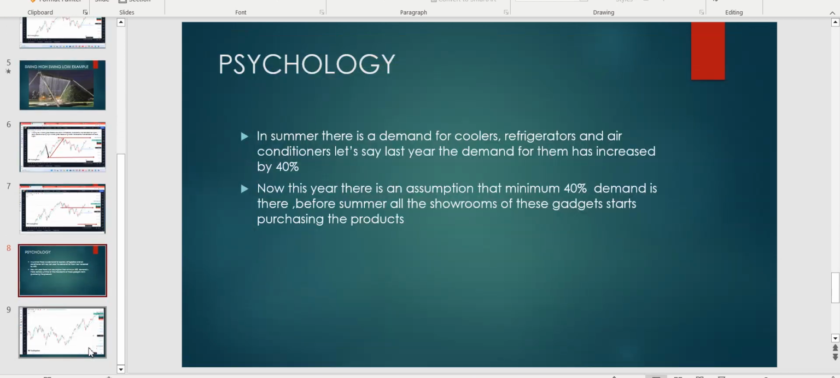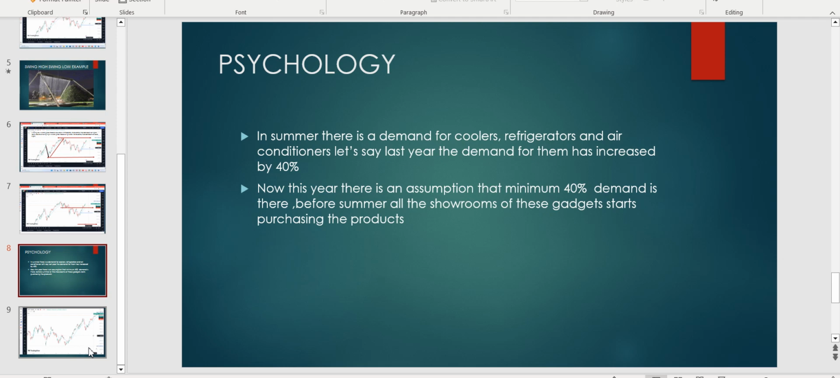First, let's understand the psychology of trading swing highs and swing lows and how we use them in the daily time frame and in day trading with the 5 minute time frame. Now this is the example. For example, in summer there is a demand for coolers, refrigerators and air conditioners. Let's say last year the demand for them increased by 40%.